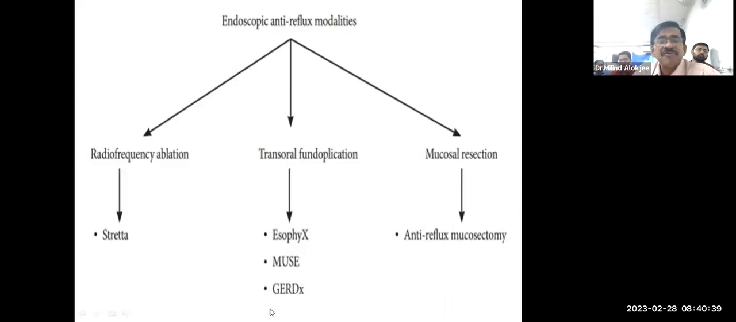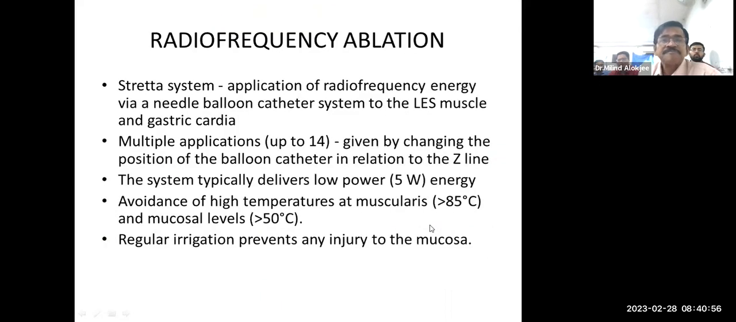So what are the options for endoscopic management of GERD? This can be radiofrequency ablation in the form of Stretta. It can be transoral fundoplication using EsophyX, MUSE, or GERDx, or it can be mucosal resection described as anti-reflux mucosectomy. So what is radiofrequency ablation? It's a system called Stretta. You apply radiofrequency energy via a needle balloon catheter to the lower esophageal sphincter muscle and gastric cardia. Multiple applications are made by changing the position of the balloon catheter in relation to the Z line.